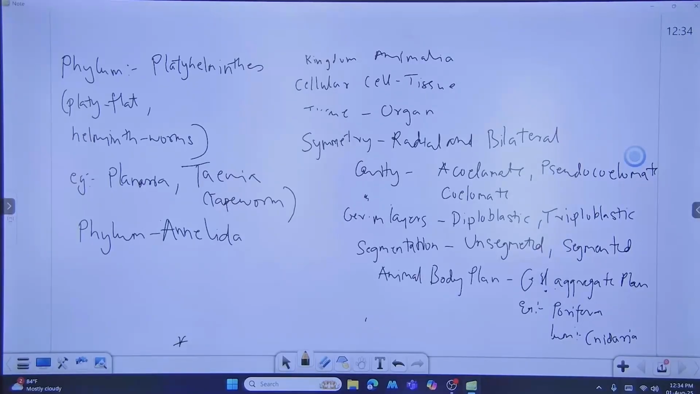Nereis, Pheretima, earthworm, Hirudinaria, leech. These are the examples. They are commonly called ringworms or segmented worms. They have segments. Animals may be aquatic, living in water, and may be ectoparasitic or free living or burrowing in moist soil. They show bilateral symmetry with metameric segmentation.